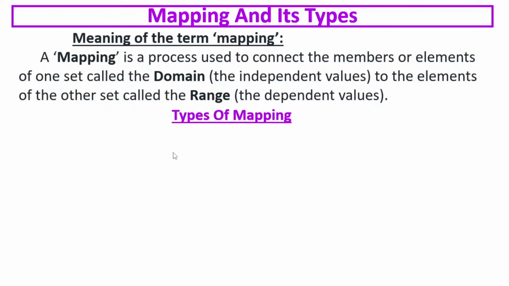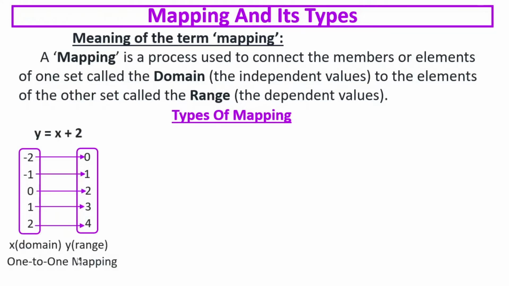Okay, so we come to the types of mapping. There are four types of mapping. The first one is the one-to-one mapping. We are having two sets. The first one is the domain set, second one is the range set, and both are having some members. And the mapping process is this one: y equals x plus 2. What is y and what is x? The members of the domain set are referred to by this variable x, and the members of the range set, they are referred to by the variable y.